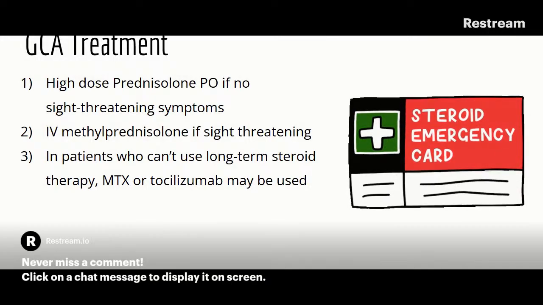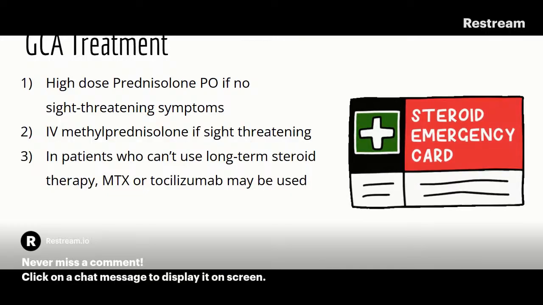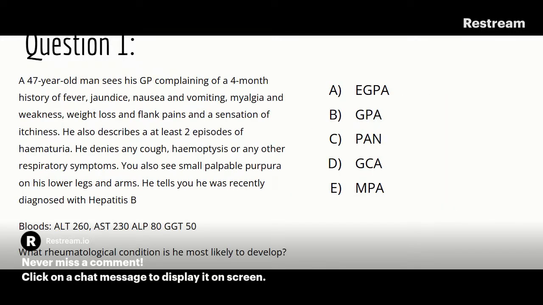So the last thing that we'll be talking about has a couple of questions on the page, and then that'll be the end of the session.